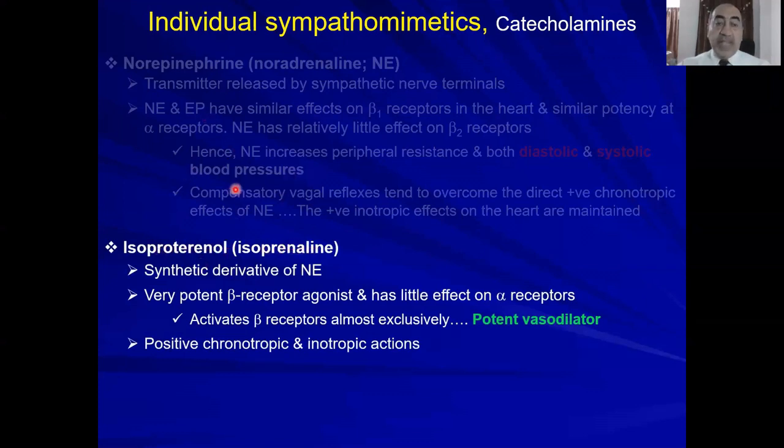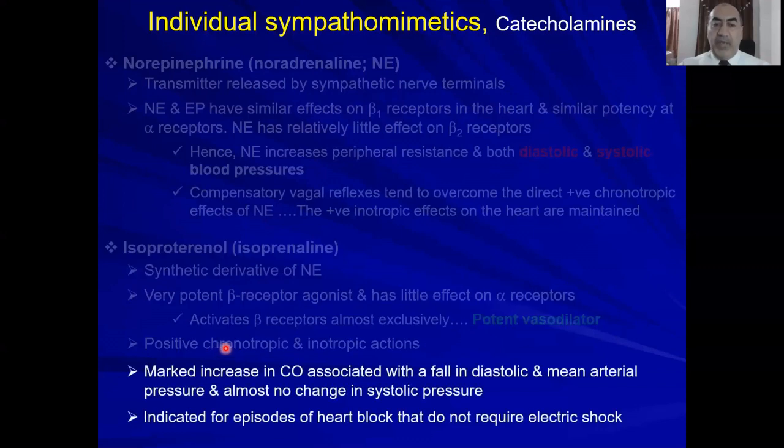So all these drugs have two names, right? Adrenaline, or epinephrine; noradrenaline, norepinephrine; isoprenaline, isoproterenol. It's a synthetic derivative of norepinephrine. It's a very potent beta receptor agonist only, right? No effect on alpha, or little effect. It activates beta receptors almost exclusively, so it's a potent vasodilator. So it has positive chronotropic and inotropic effects.